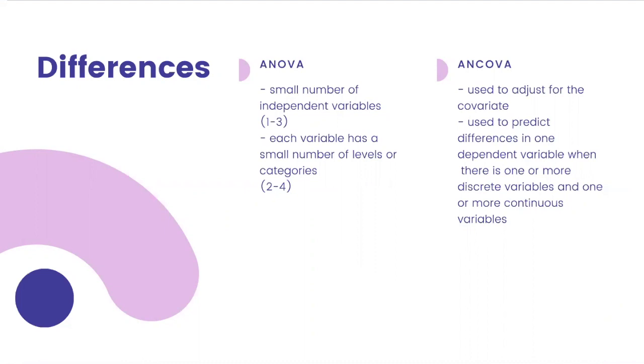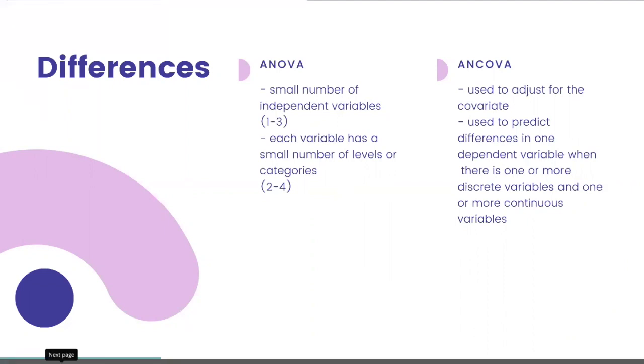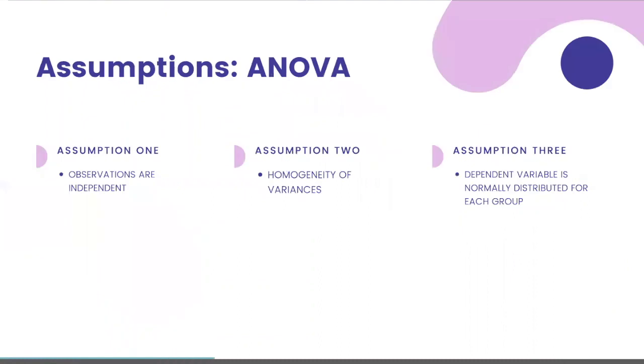Whereas the ANCOVA is used to adjust for the covariate. We're going to use it to predict differences in one dependent variable when there's one or more discrete variables and one or more continuous variables. Then an ANCOVA would be more appropriate.